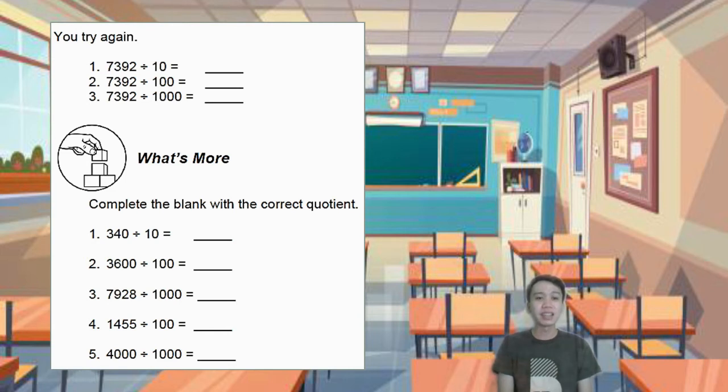What's more, complete the blank with the correct quotient. Number 1, 340 divided by 10. Number 2, 3,600 divided by 100. Number 3, 7,928 divided by 1,000. Number 4, 1,455 divided by 100. And number 5, 4,000 divided by 1,000.